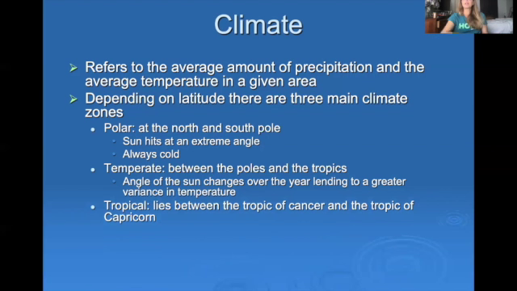And then we have tropic. Tropic lies between the Tropic of Cancer and the Tropic of Capricorn. We are just above the Tropic of Cancer. In this area, the sun is almost directly overhead, and you are getting direct solar radiation all year long. And because of this, it is always warm.